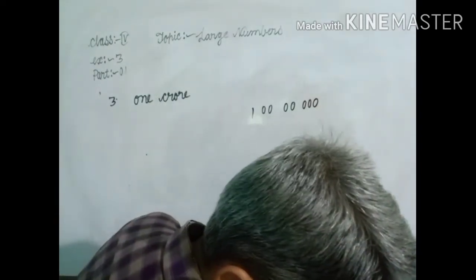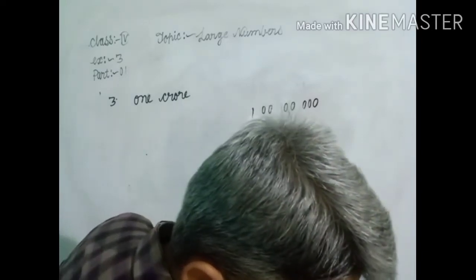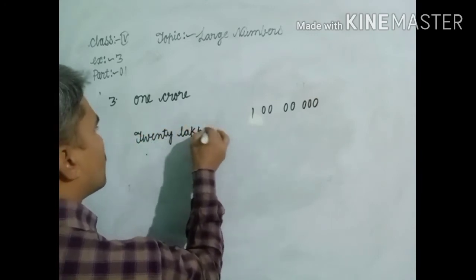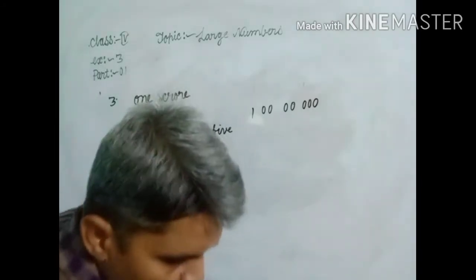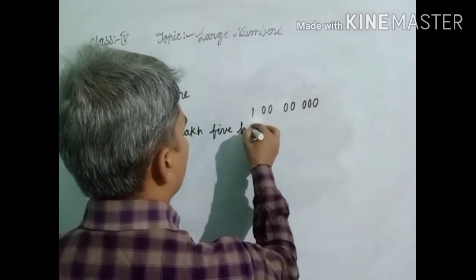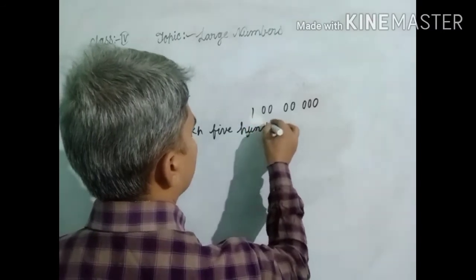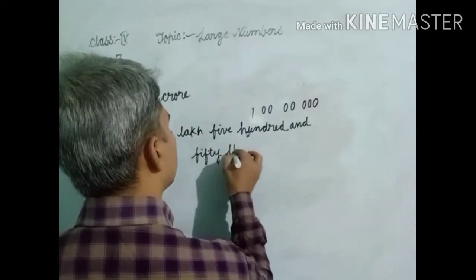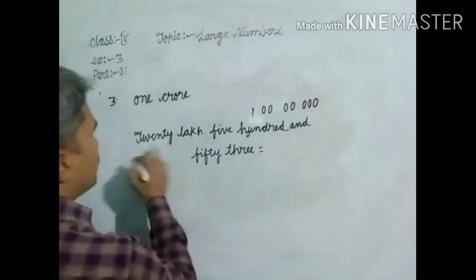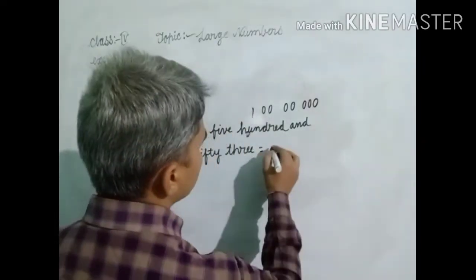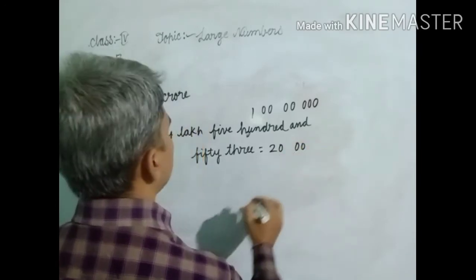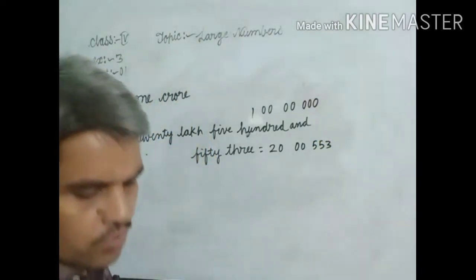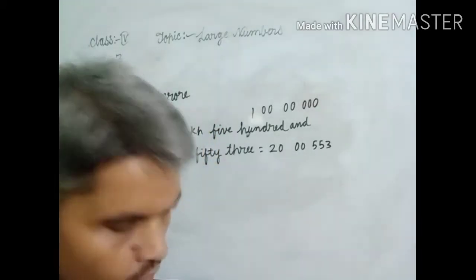Now, 20 lakh, 553. 20 lakh 500, what is it? 20 lakh, thousands, 500 and 53. This is the answer of this question. So, dear students, in this way you represent in figure form from word forms.